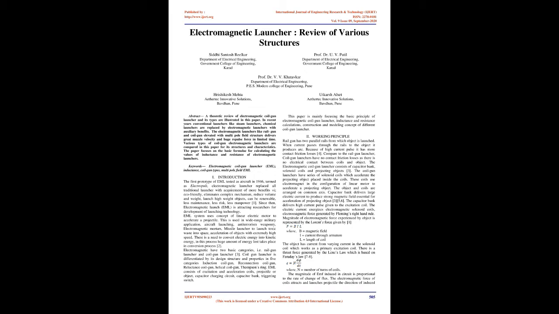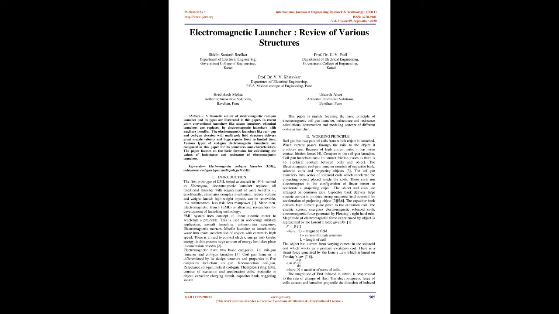The electromagnetic launchers like railgun and coil-gun, elevated with multipole field structure, deliver great muzzle velocity and huge repulse force in limited time. Various types of coil-gun electromagnetic launchers are compared in this paper for their structures and characteristics. The paper focuses on the basic formulae for calculating the values of inductance and resistance of electromagnetic launchers. Keywords: electromagnetic coil-gun launcher, EML, inductance, coil-gun types, multipole field EML.